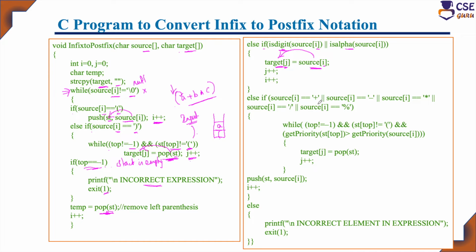Now, if it is an operator, if source of I is a plus operator or minus operator or multiplication or division or modulus operator, what do we have to do? We need to compare the incoming operator with the top element of the operator present in the stack. Okay. If it is a higher precedence operator in the stack, pop the element from the stack and place it in the postfix expression and then push the incoming operator into the stack. Suppose if it is a lower precedence operator present at the top of the stack, push this incoming operator, that is a higher precedence operator, into the stack. Okay. That is the condition.